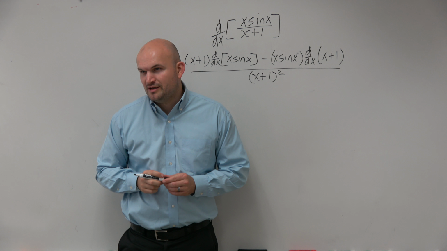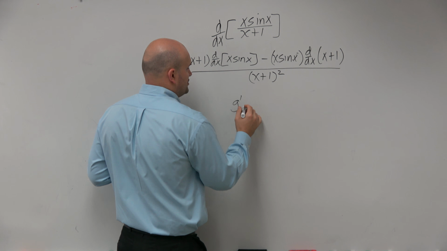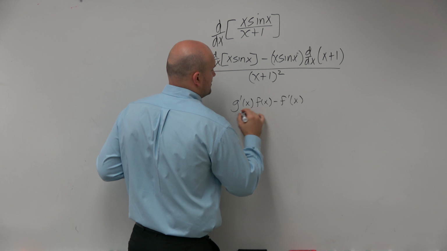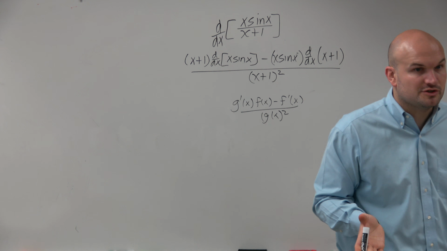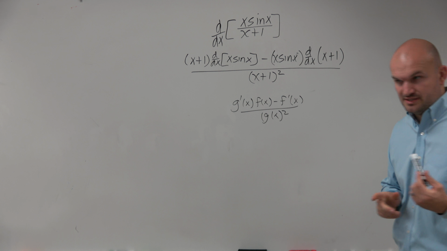Does everybody need to do the f prime, g prime kind of thing? Remember, this is just the g prime of x times f of x minus f prime of x all over g of x squared. It's really the same thing. I'm just using different notation, and I'm not using f of x and g of x. But everybody at least has the quotient rule.